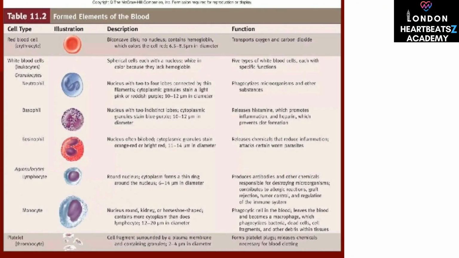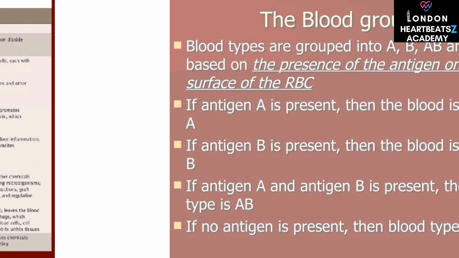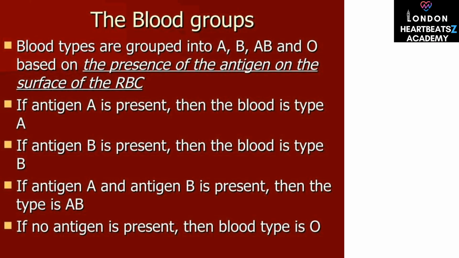This table summarizes the formed elements of the blood, including red blood cells, white blood cells, and platelets. It shows their illustrations, descriptions, and primary functions in the body. Blood types are grouped into A, B, and O, based on the presence of antigens on the surface of the red blood cells. Antigens A and B determine the specific blood type. If neither is present, the blood type is O.